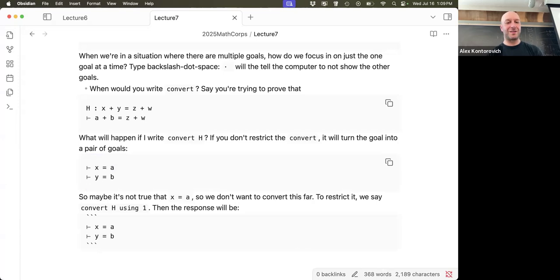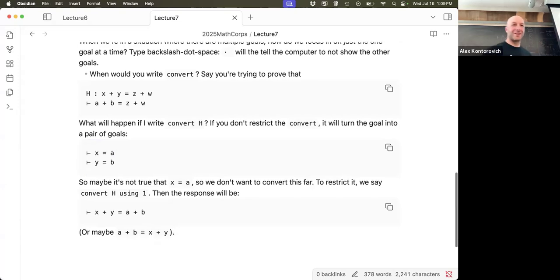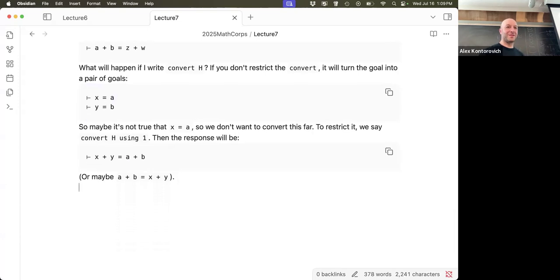It notices there will only be one goal, and the one goal will be x plus y is equal to a plus b. Or maybe a plus b equals x plus y, I'm not sure. Or maybe a plus b is equal to x plus y. I don't know in what order it'll make that plus. Okay, does that make sense?